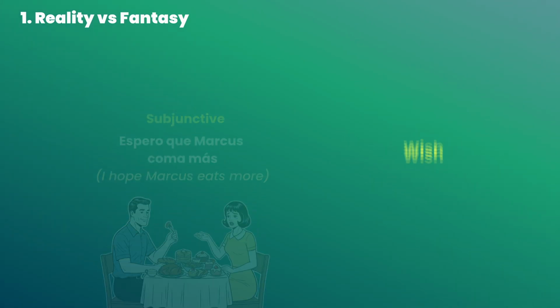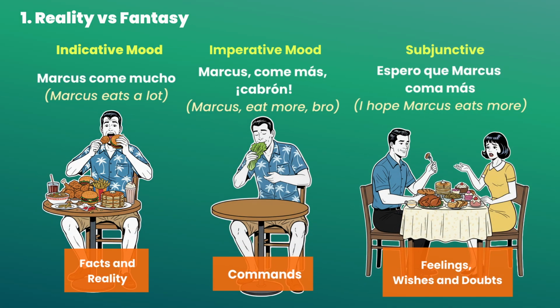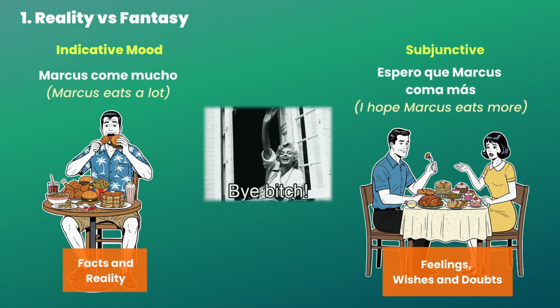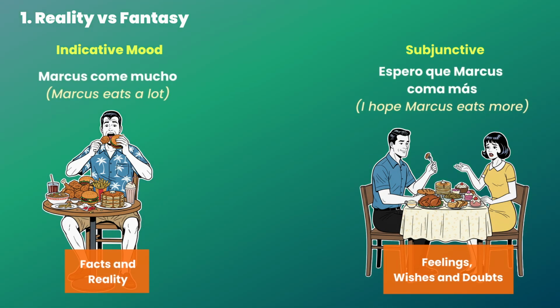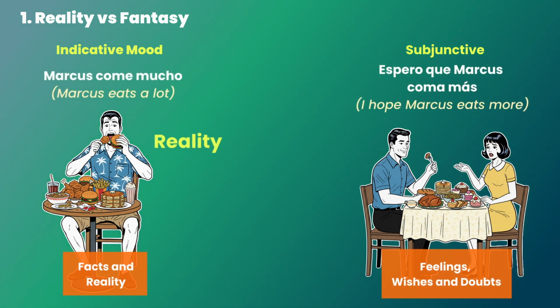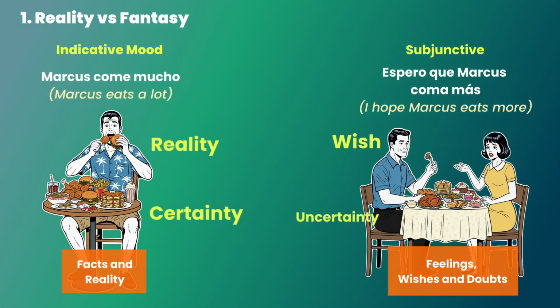Now that we've been introduced to all 3 Spanish moods, I'm happy to announce that we can kiss the imperative mood goodbye, as we won't be needing it for the series. In order to learn subjunctive, we'll have to learn to juggle between indicative and subjunctive, that is between the reality and the wish, certainty and uncertainty.